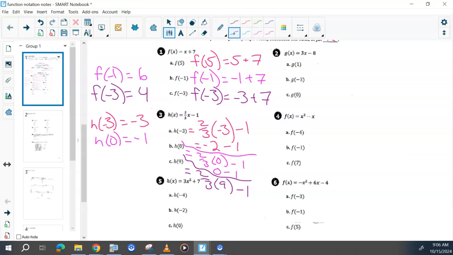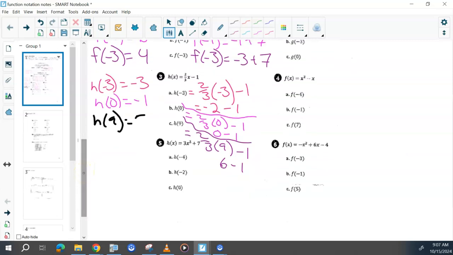And then for the last one, h of 9 equals 2/3 times 9. What is that first part? 2/3 times 9. Multiplying the top, 2 times 9 is 18, but then we have to divide by 3. 6. So h of 9 equals 6 minus 1, which is 5. Any questions about that?